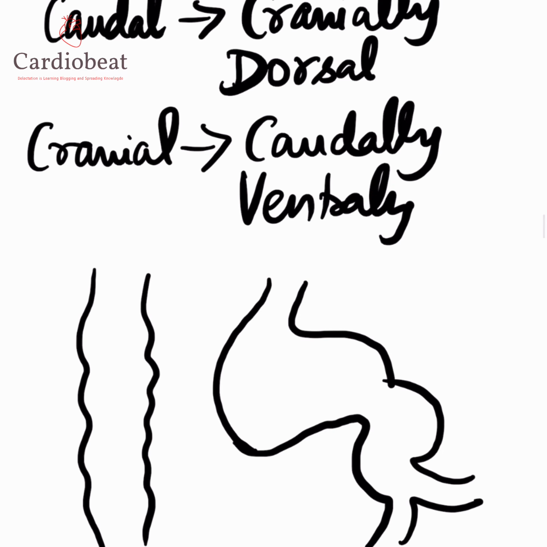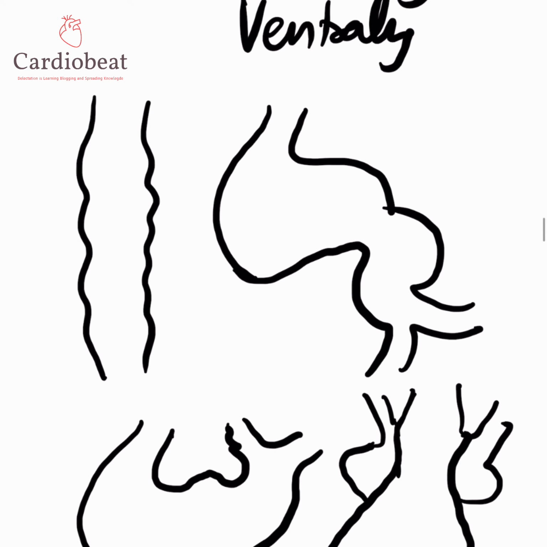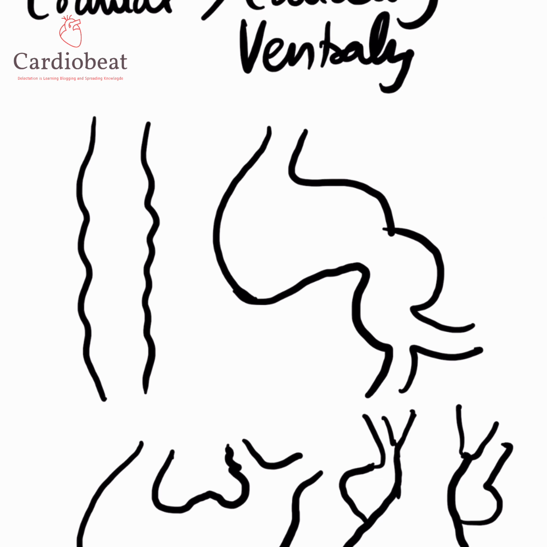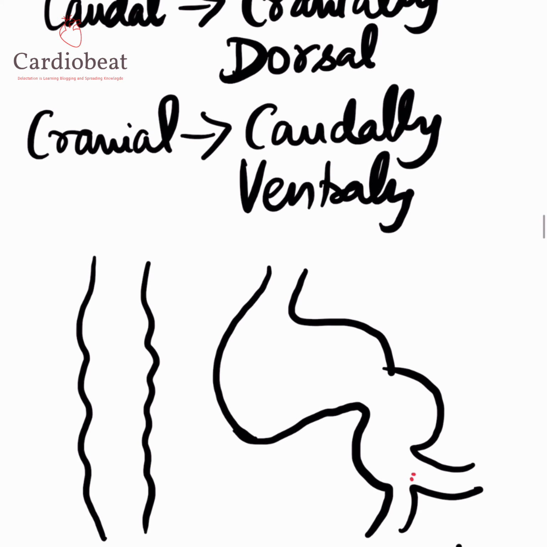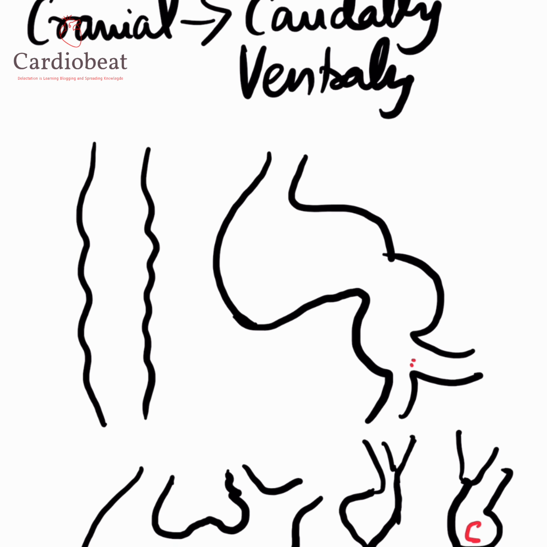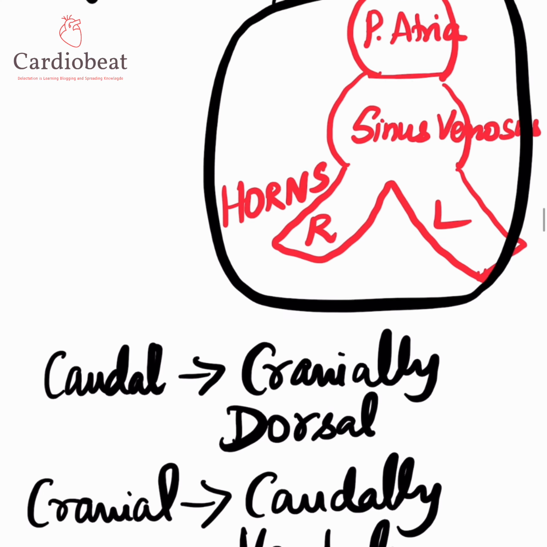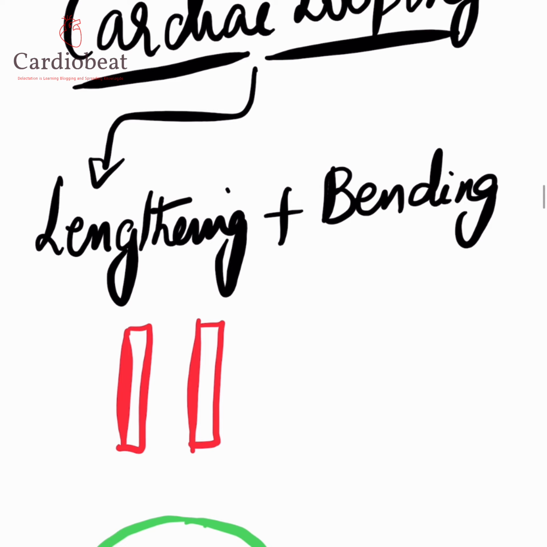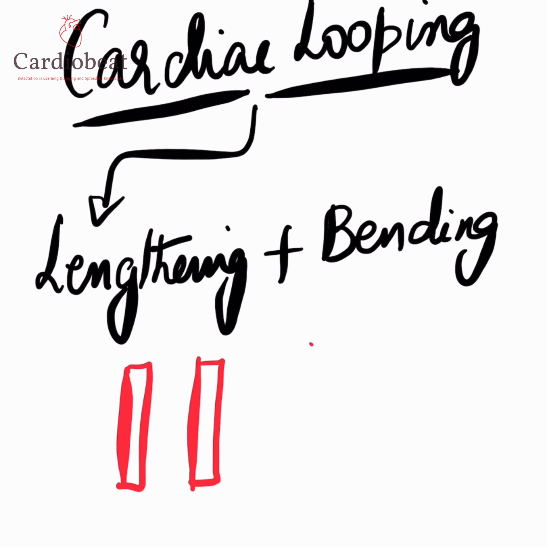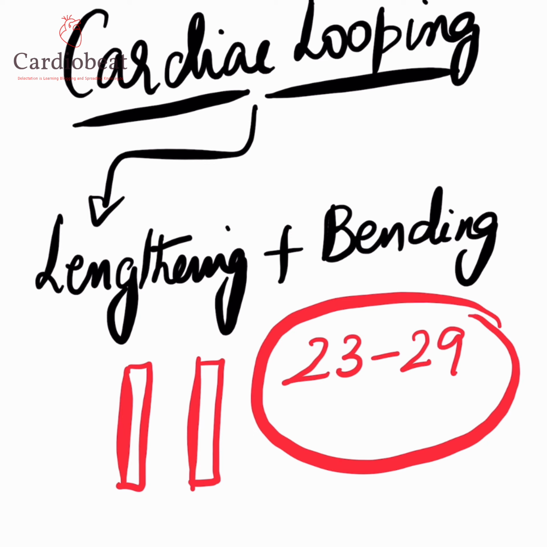This is the cranial part. It's becoming more caudal. So this has become caudal, and it has come to the ventral part, the anterior part, whereas the caudal end is now coming to lie at the cranial end, the top end, as well as the posterior end or the dorsal end. So this is called the bending process. This bending process along with the lengthening process is happening by day 23 to 29, and this whole process is called cardiac looping.